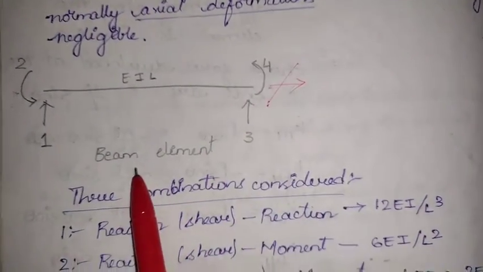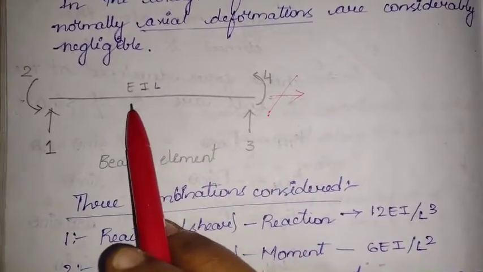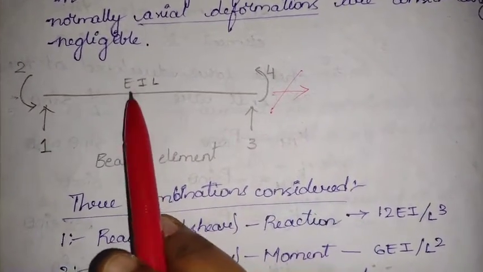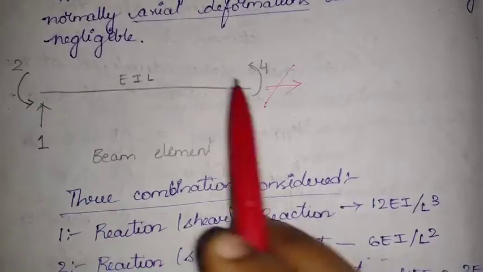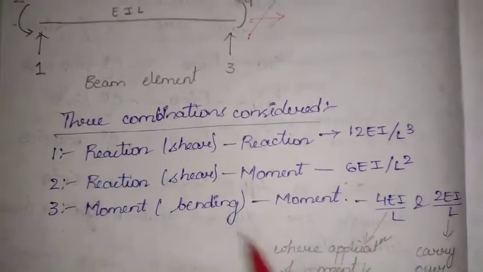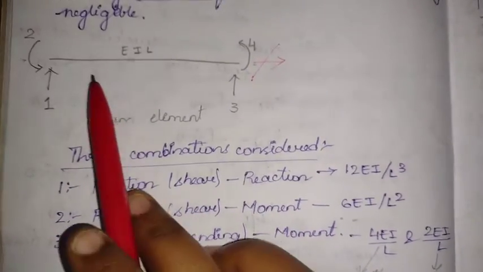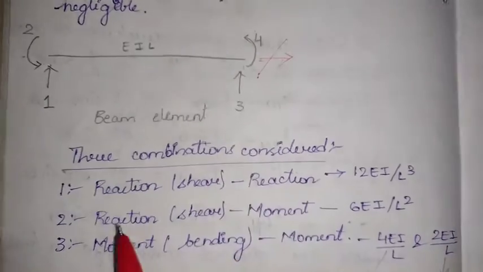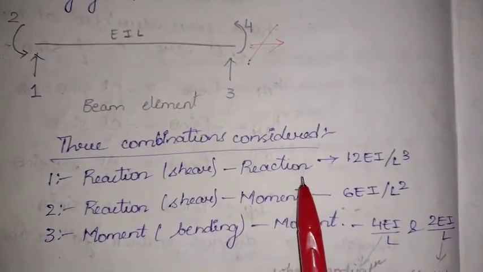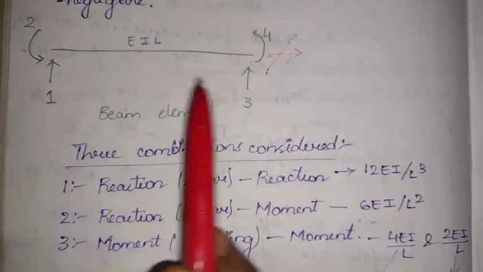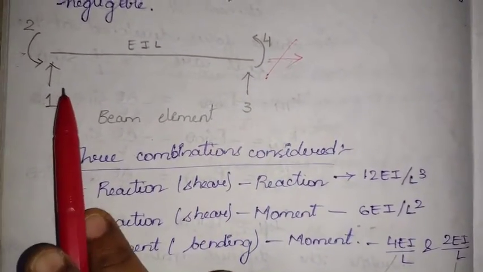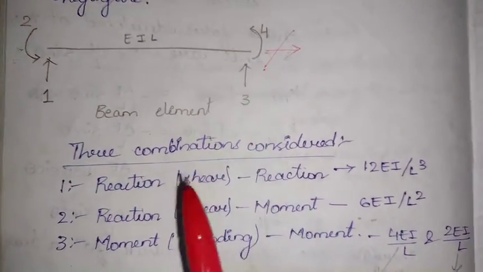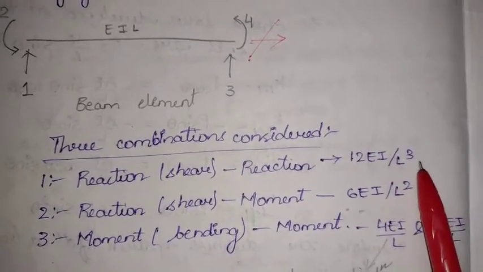This is a beam element we have considered, which has a constant modulus of elasticity E, and I is constant for a length of L. Next, coming to the three combinations we are considering, we have reactions and moments. Firstly, we have reaction and reaction, that is 1-3 or 3-1. Whenever we are considering both reactions, we'll have this formula, 12EI by L cube.